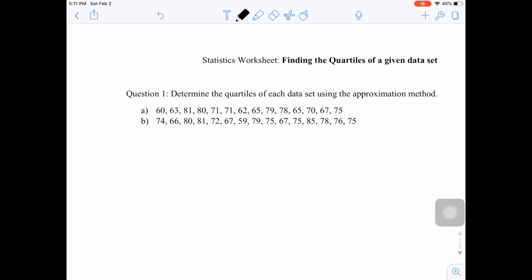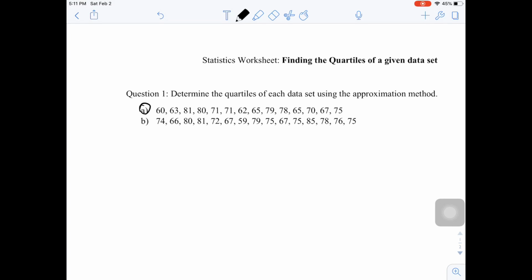Today we are going to talk about finding the quartiles of a given dataset. Let's look at our first problem of the day. Question 1. Determine the quartiles of each dataset using the approximation method. Let's look at part A.